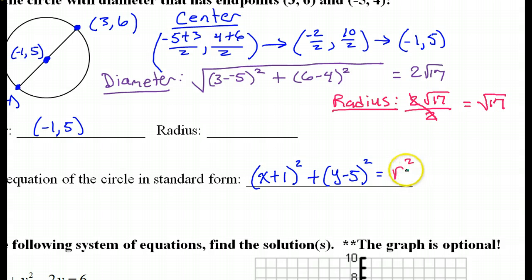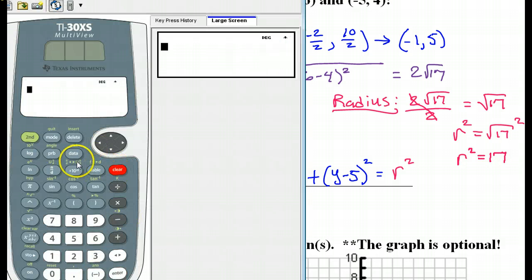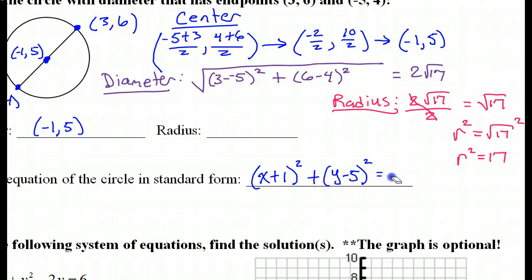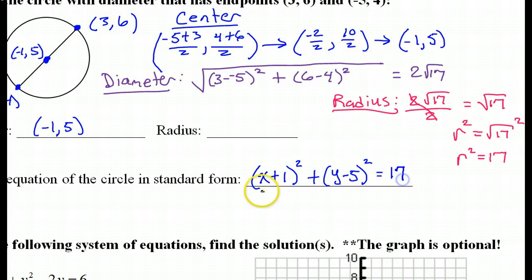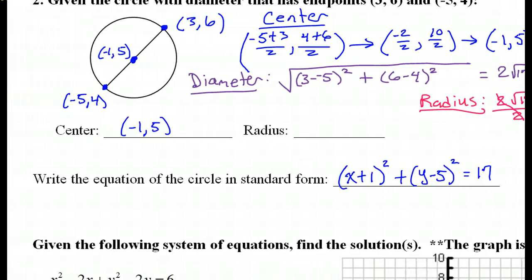Alright? But in the formula, we actually need the radius squared. So if the radius is radical 17, if I want the radius squared, then I'm going to square both sides. And that is going to give me that the radius squared is just 17. Don't believe me? If I do the square root of 17 and then I square it, you see I get 17. So that's why I should just have 17 right here on the end. And that is how you write that equation in standard form.